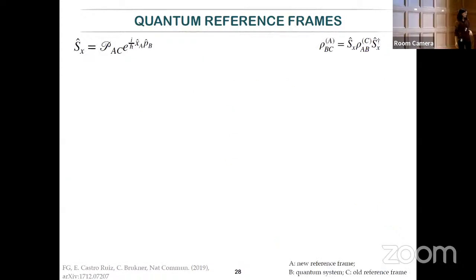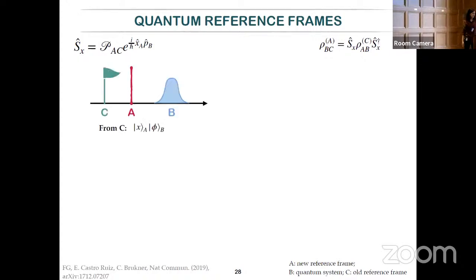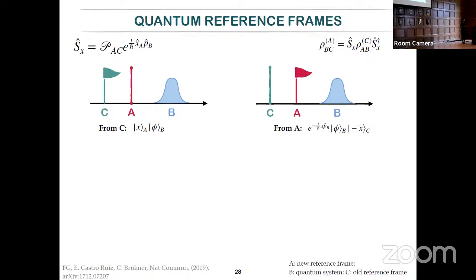Now, let's see an example so that we can understand a bit better what is going on. Let us consider a situation in which, from the point of view of C, A is in a well-defined position and B is in a new quantum state. Now, if we move to A, what we want to see is the same situation, just rigidly translated. And this is what we see. That's exactly what happens when we change the reference frame.